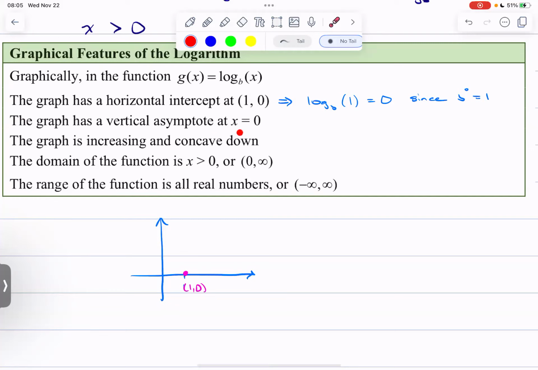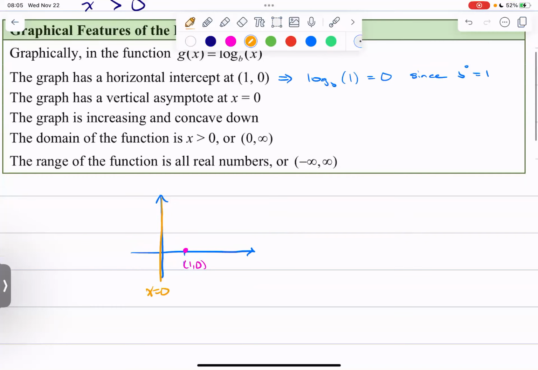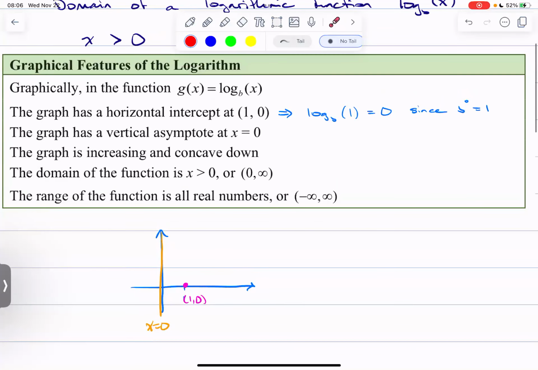The graph has a vertical asymptote at x equals 0, meaning that it's never going to touch x equals 0, but it's going to run along it and head to positive or negative infinity, depending on the transformation of the log. So x equals 0 is kind of untouchable here. There's nothing that gives us 0, so we can't do b to the power of anything to get to 0, because b can't be 0.